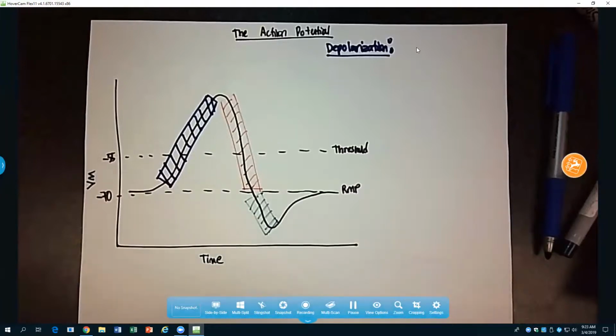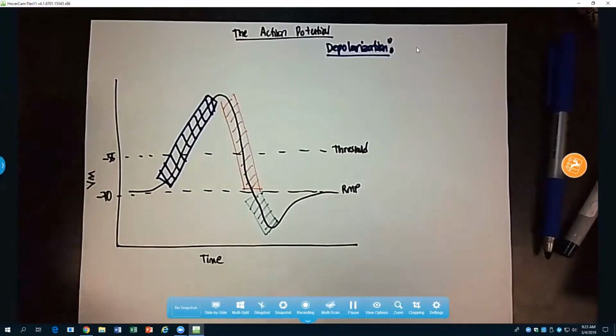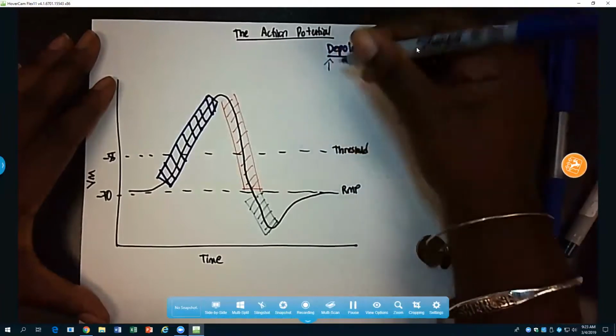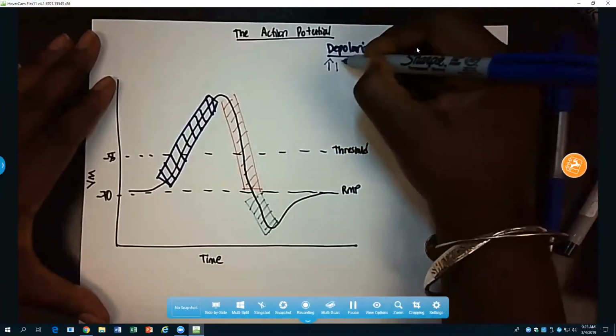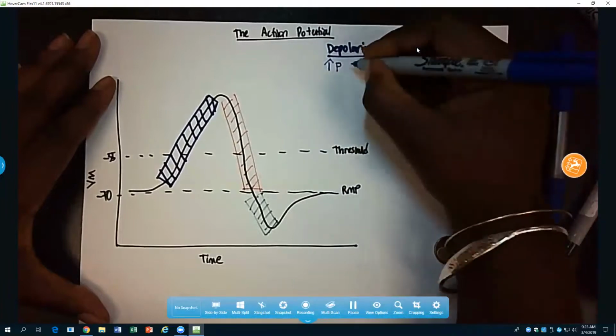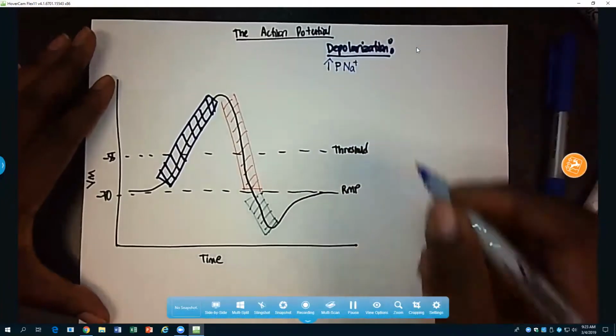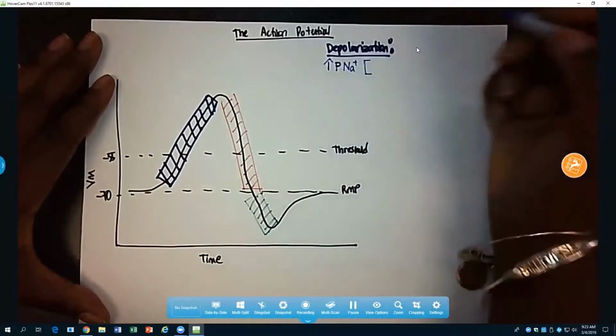Okay. Now, as you begin to depolarize, what happens? How does the membrane potential change? What are the first events of the action potential after we've gotten to threshold? The voltage-gated sodium channels open, and so we have an increased permeability. I'll write permeability as this large P, so an increased permeability to sodium, right? And that means that the voltage-gated sodium channels have opened.